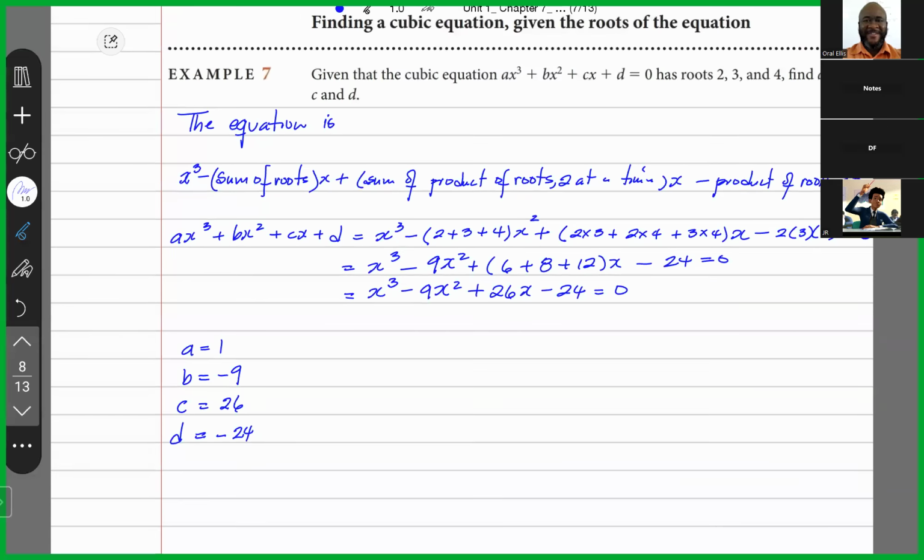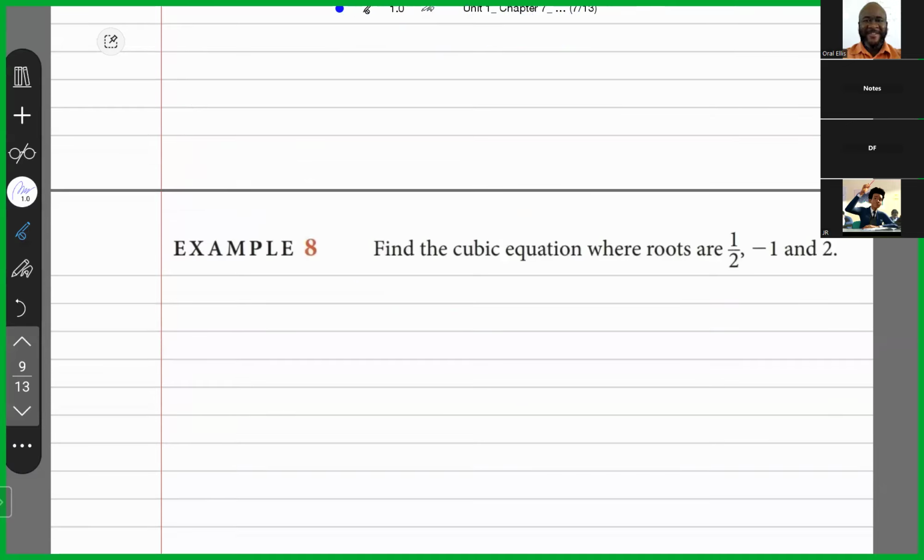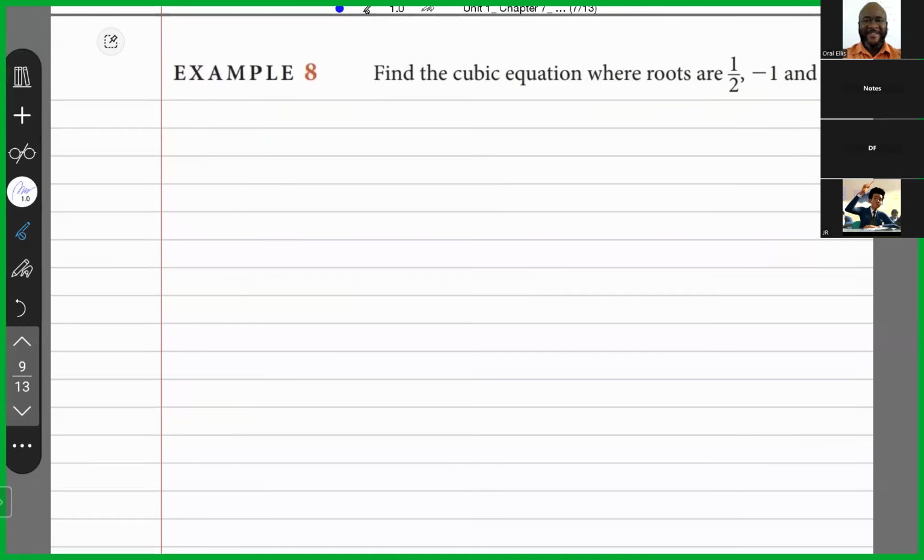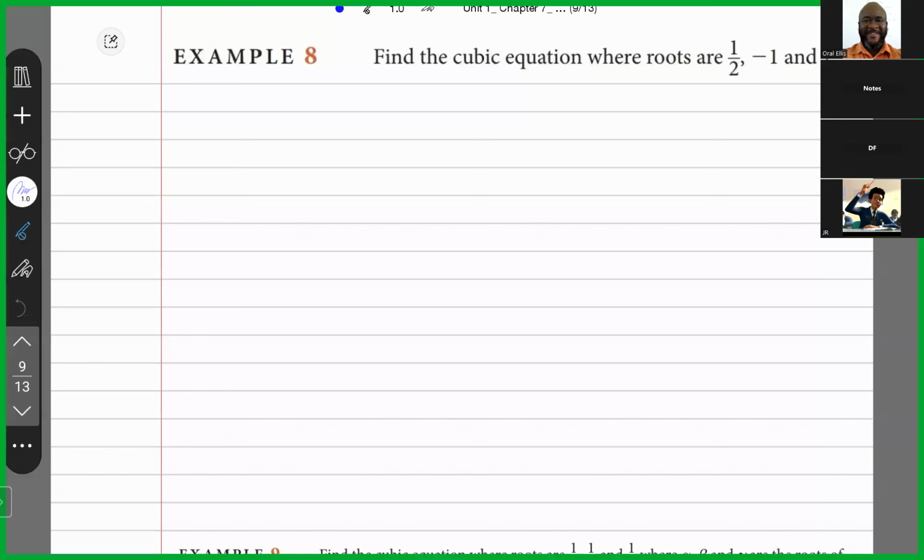All right, so the next question is example 8. Example 8 says, find the cubic equation where the roots are 1/2, -1, and 2.